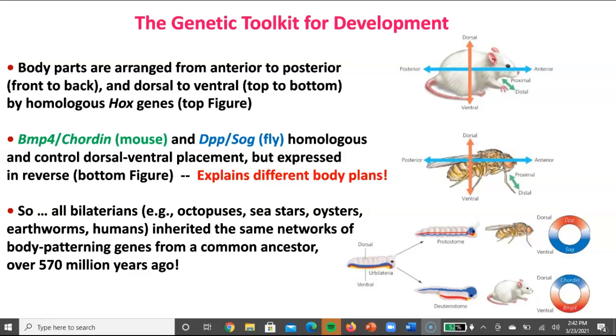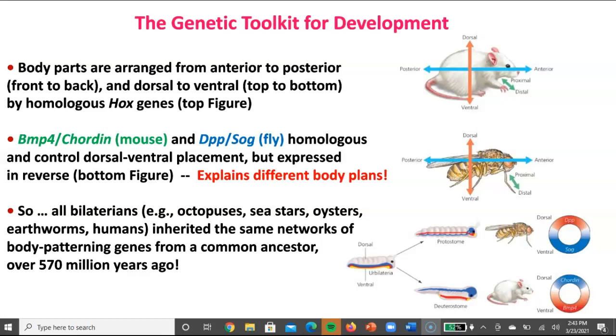The question that confounded biologists for so long: in a fruit fly, the nervous system is placed on the bottom of the animal and the digestive system on the top. But in a mouse, it's reversed. And so, as was expressed a little bit earlier, for a long time, biologists thought, well, does this mean that these systems evolved independently? No, they didn't.